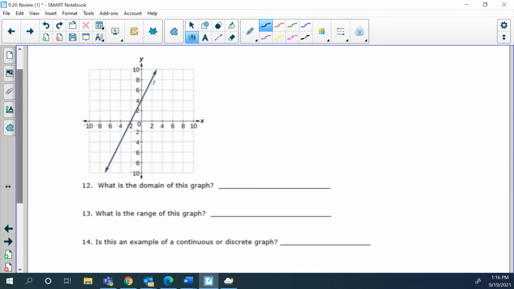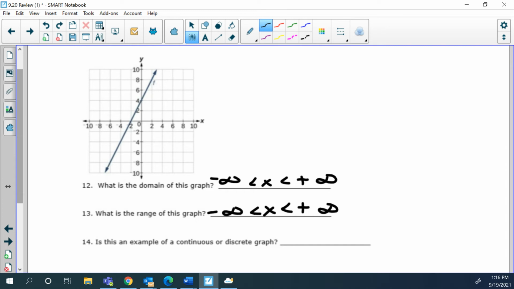Here you're given a graph and you're asked to find the domain. Remember, I told you in class, if you have a straight line with arrows on both ends, the domain and range are going to be the same. So in this case, the domain is negative infinity less than x less than positive infinity. And the range is going to be the same, negative infinity less than y less than positive infinity.